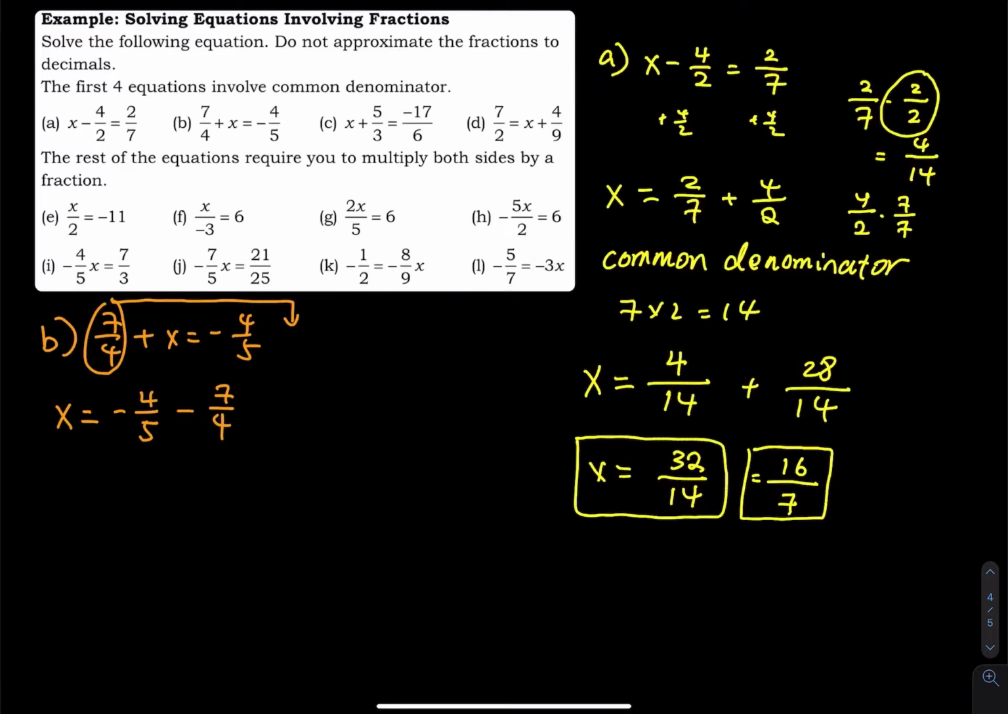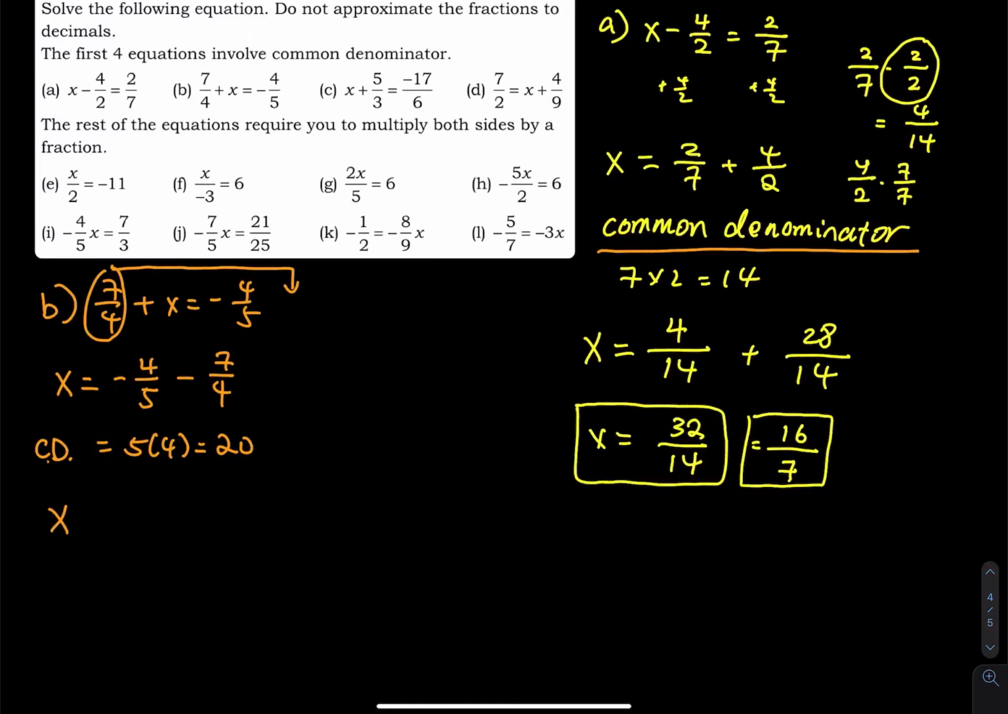So what is the common denominator? Common denominator, let's use CD for short. That is 5 times 4 equals 20. So x equals negative, this needs to be a 20, so this needs to be a 20. From 5 to 20, you need to multiply the top and bottom by 4. So 5 times 4 is 20, 4 times 4 is 16. And then 4 to 20, you have to multiply by 5, so the 7 over 4, you multiply the top and bottom by 5. So that is 35.